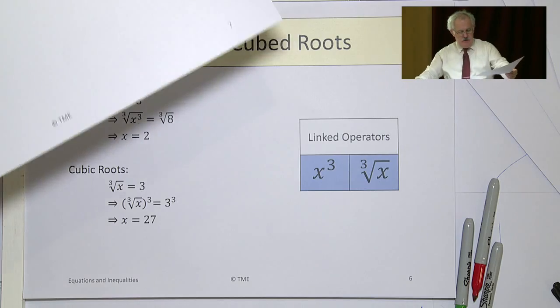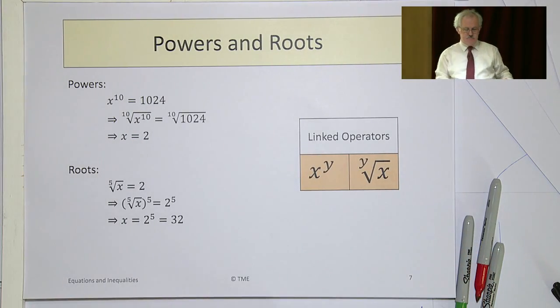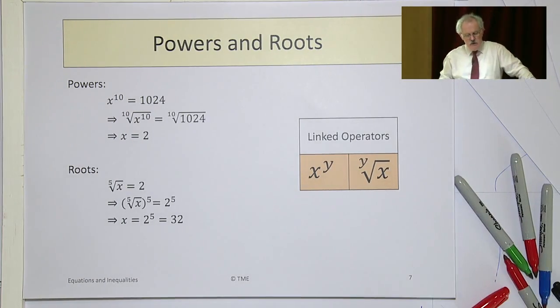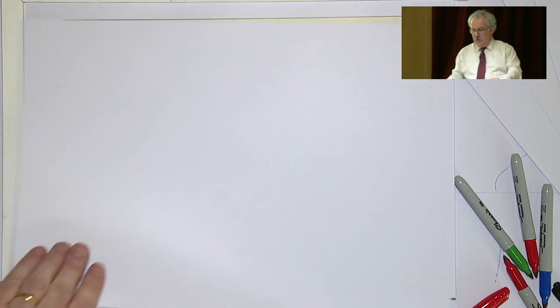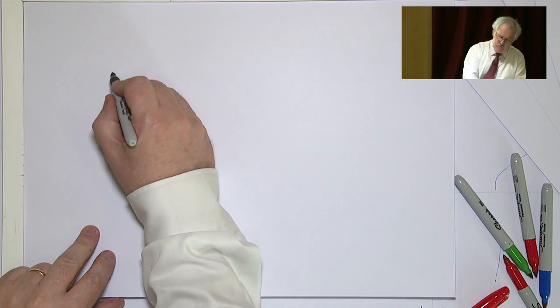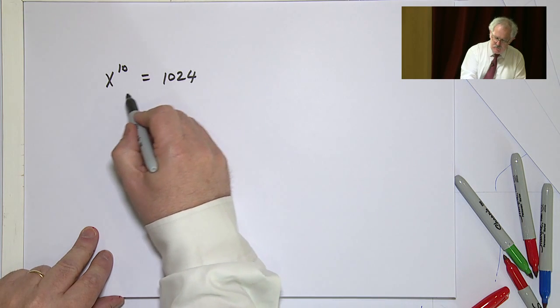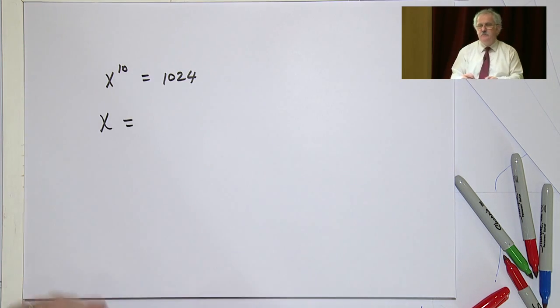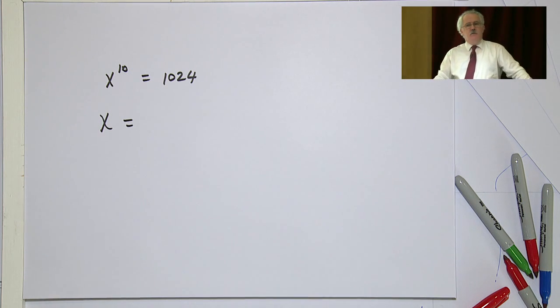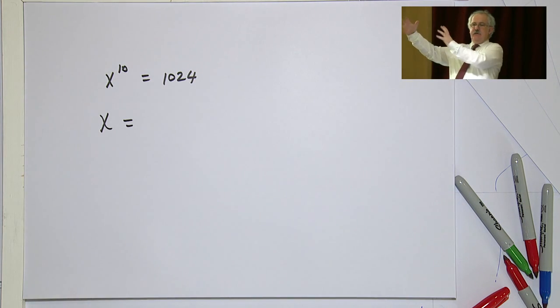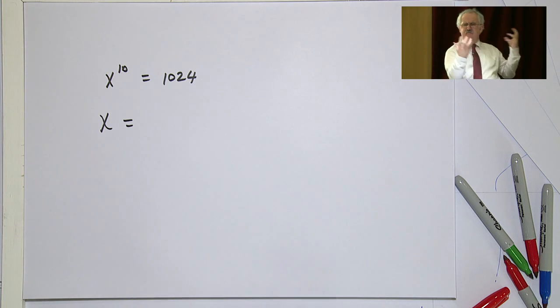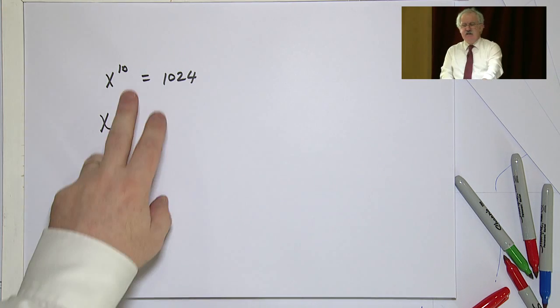Okay, let's go on now to powers. x to the power of 10 is 1024. What's x? How could I get rid of this x to the 10? That's the 10th power, isn't it?